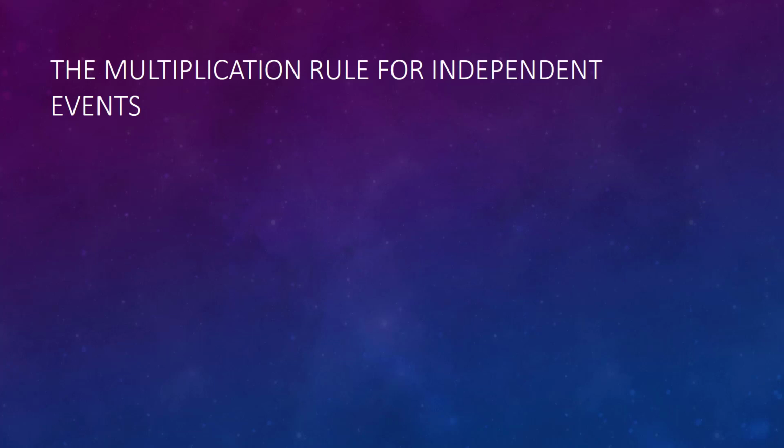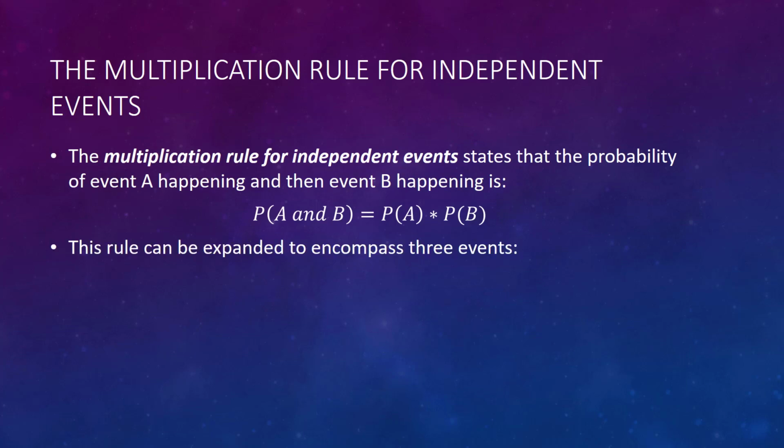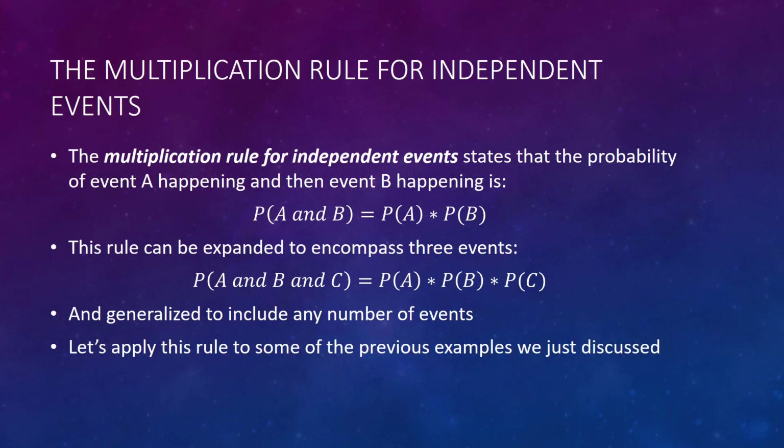The multiplication rule for independent events. The multiplication rule for independent events states that the probability of event A happening and then event B happening is as follows. The probability of A and B is equal to the probability of A times the probability of B. This rule can be expanded to encompass 3 events. So the probability of A and B and C is equal to the probability of event A times the probability of event B times the probability of event C. We can also generalize this rule to include any number of events. Let's apply this rule to some of the previous examples we just discussed.